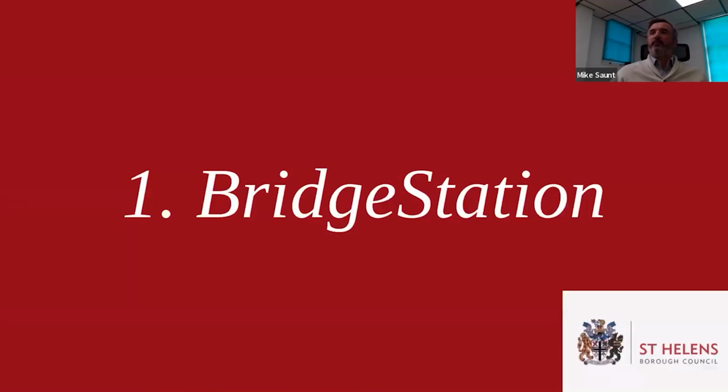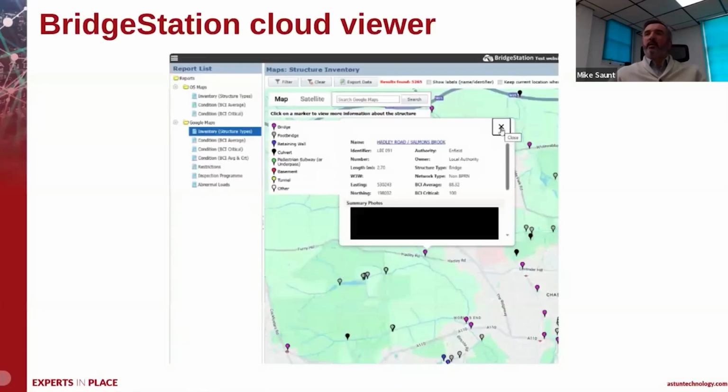So BridgeStation was paid for by St Helens Council, and it's made available for everyone else to be able to use as an integration. If you know that your local authority does use BridgeStation, then you can integrate that. There's no cost incurred for yourselves if you can configure it as it's detailed in the help files that we provide. This is the BridgeStation user interface with a map. It's pretty simple. It's got Google Maps sitting underneath.